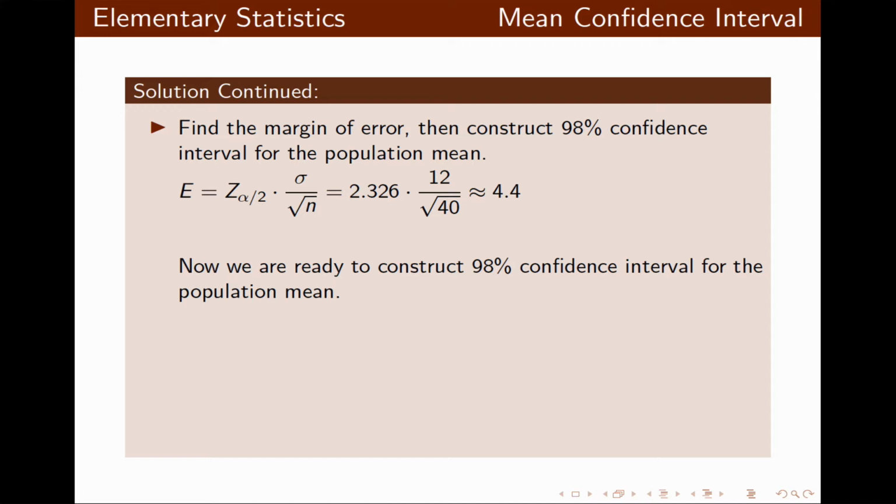Now we're ready to construct the 98% confidence interval for the population mean. Plug in the values and simplify. So the 98% confidence interval for the population mean would be between 73.6 and 82.4.